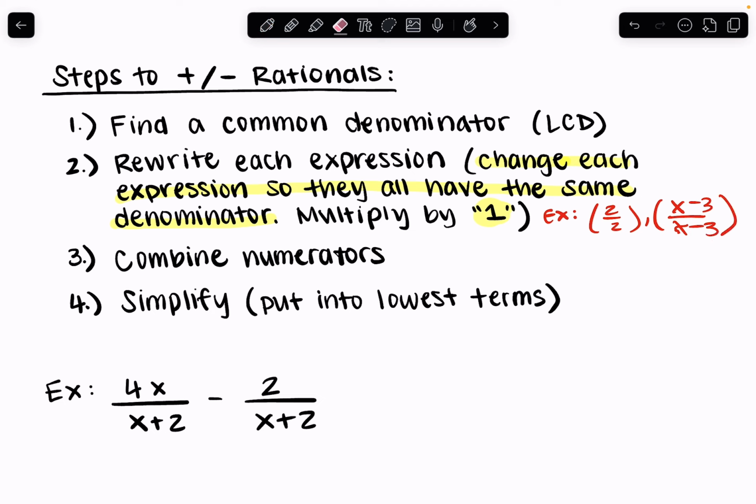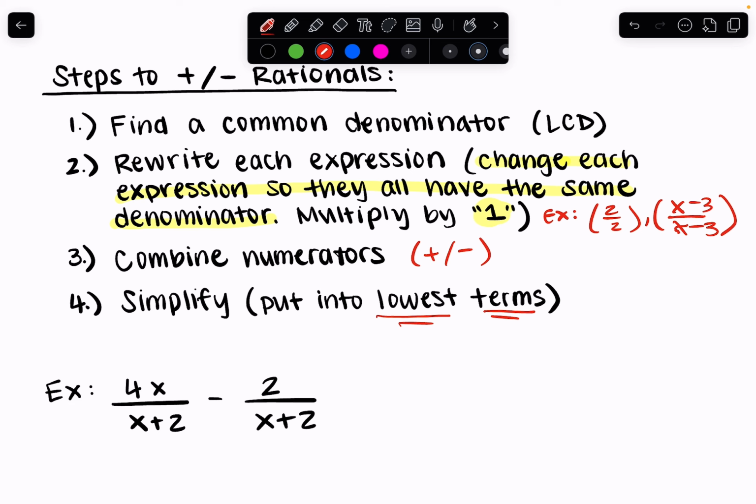Third step, you need to make sure you combine the numerators, and this is where you add or subtract the tops. And then the last part is to simplify. You have to make sure your answer is in lowest terms, so you need to make sure you simplify.